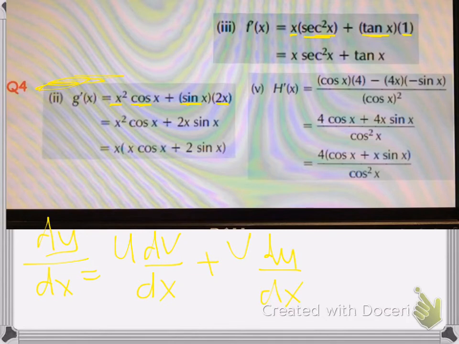Part 5 is the quotient rule, u over v. So u is 4x and v is going to be cos x. Okay, so when you get the derivative of h of x, it's going to be v du dx minus u dv dx all over v squared. Alright, tidy that up. You'll get 4 cos x, a minus by a minus is a plus 4x sine x all over cos squared x. Up on top then, 4 was common to both, so they factored it out. So 4 a bracket cos x plus x sine x all over cos squared x.